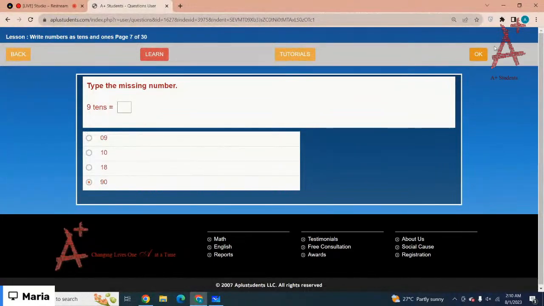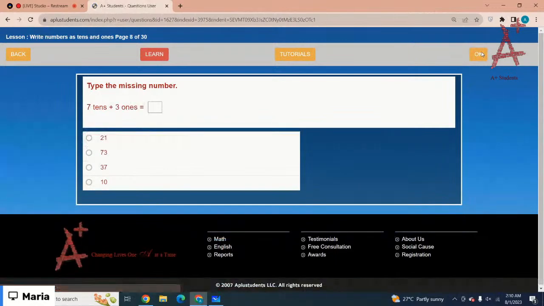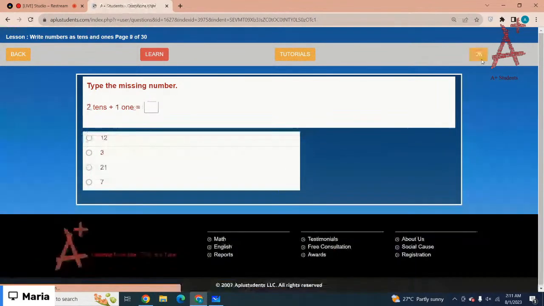Okay, the next one is seven tens and three ones. So which is the correct option? 3 is at the ones position and 7 is at the tens, so together they make 73. Okay, you can complete the lesson by yourself later today. Let's just move on to the next lesson.